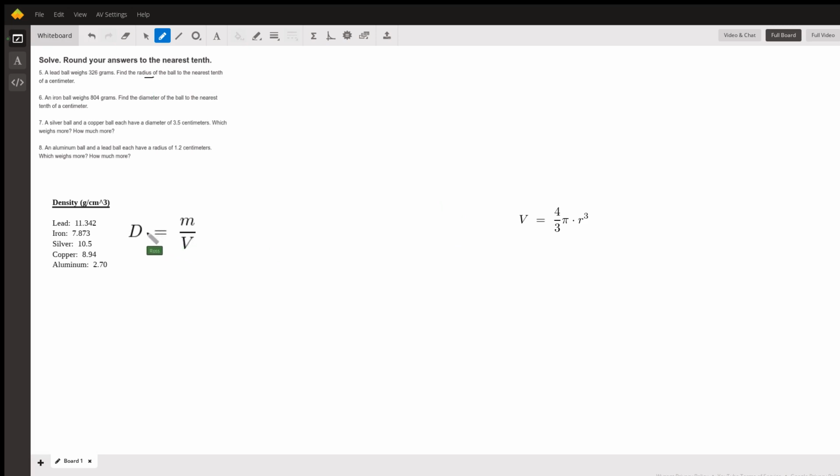So I actually don't want D isolated here. I want V isolated. So another way that we can write this equation, manipulating it a little bit, is instead of D equals M over V, density is mass over volume, we can write volume is equal to mass over density. Same relationship, we're just moving the variables around a little bit. So once I have that, if I can find the density of the metal, I already have a mass, then I can find the volume.